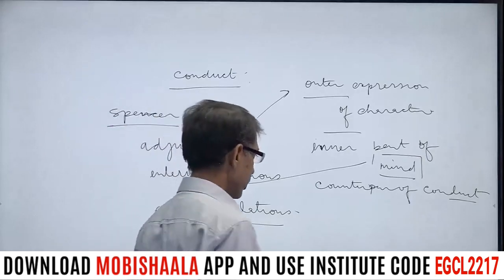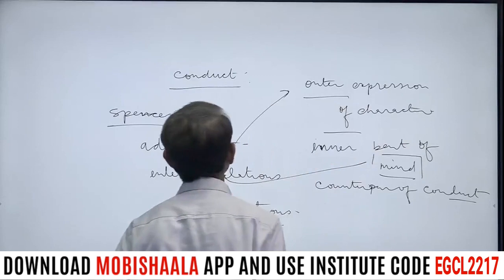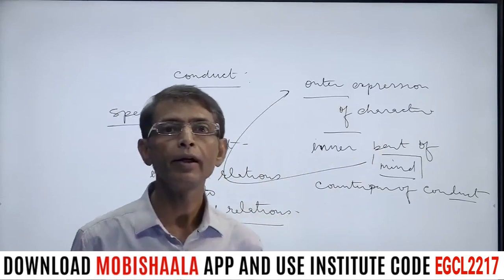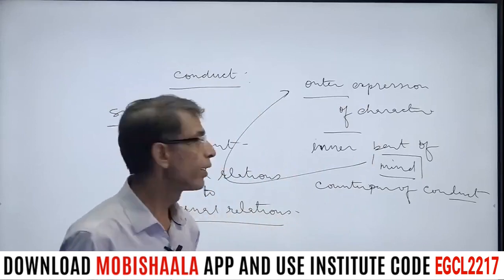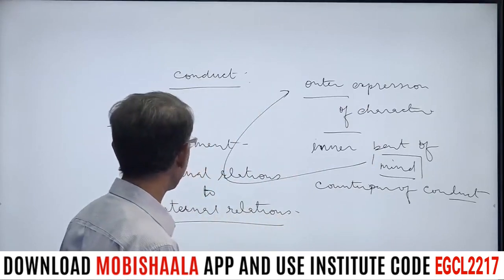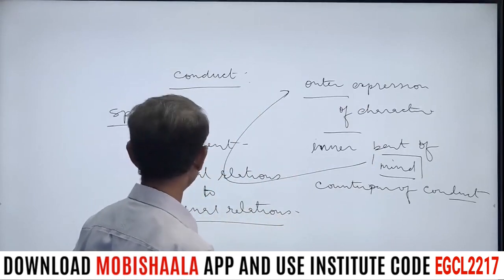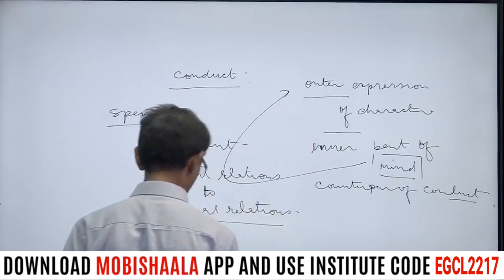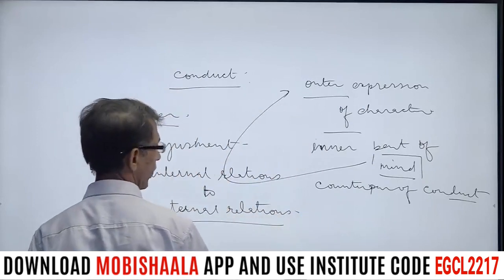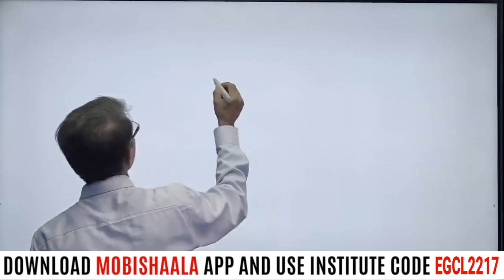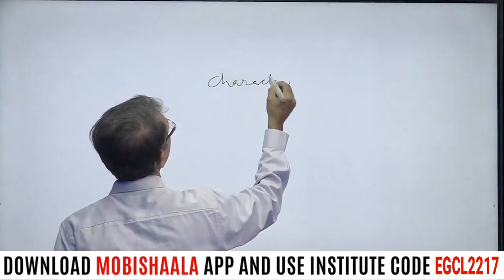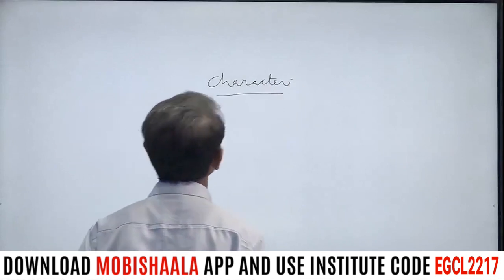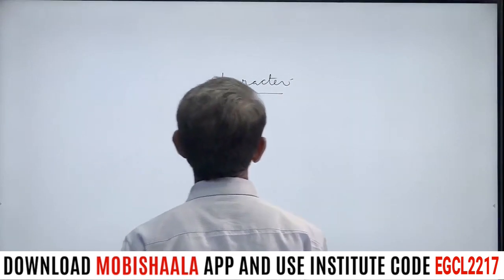This is conduct. So we have discussed character and conduct. And finally, lastly, just try to understand circumstances. But before that, let me discuss one more thing about conduct, and then come to character. We are not forgetting character. See, character.